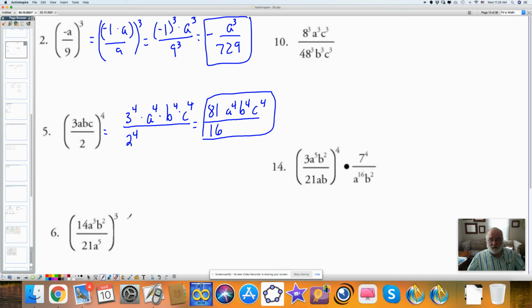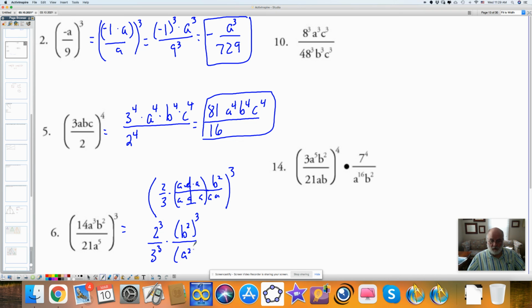On this one, I'm going to simplify what's inside the parentheses first. So I have 14 divided by 21 is 2 over 3. If I have a cubed divided by a to the fifth, that would be a times a on the top, a times a times a on the bottom, and these become a one. They cancel. So I've got 2 a's on the bottom and a b squared. And we're going to cube all of that. So I have 2 cubed over 3 cubed times b squared cubed over a squared cubed.